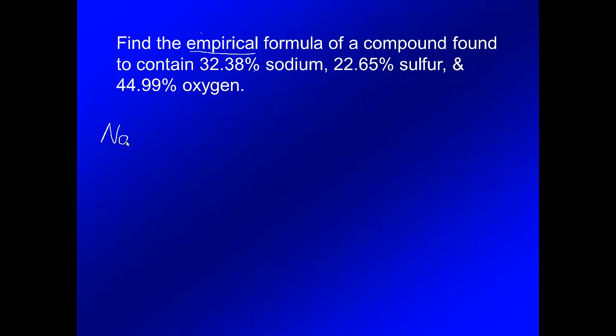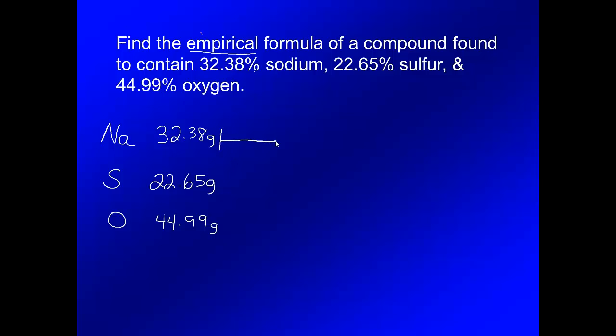So you write out, and yes, this is how I even do them, what do I have? Sodium, sulfur, and oxygen. Write this out. If you take shortcuts, you're going to get really confused. So what do I have? I have 32.38 grams of sodium, 22.65 grams of sulfur, and 44.99 grams of oxygen. Okay, that was the first step.